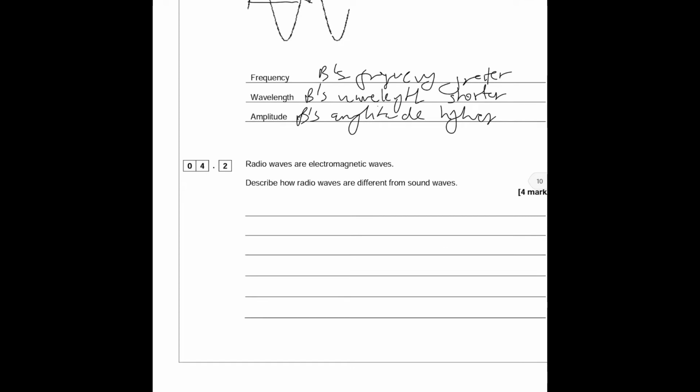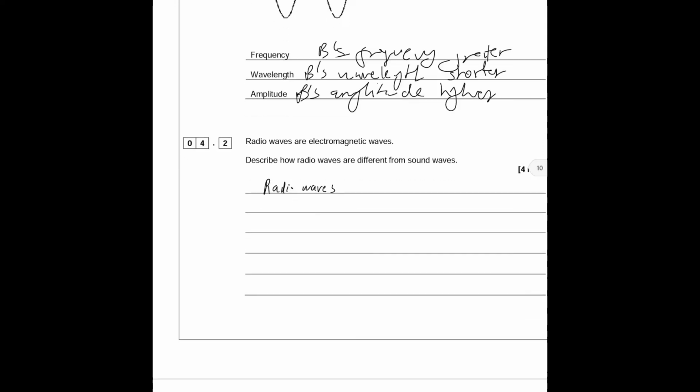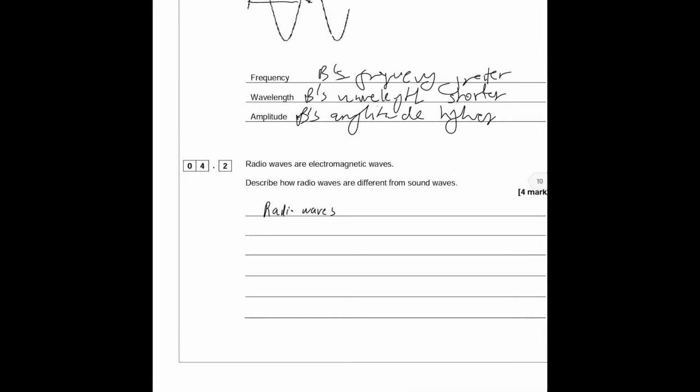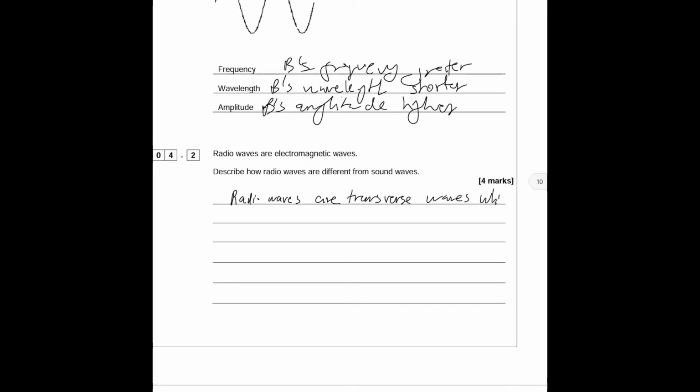Radio waves are electromagnetic waves. Describe how radio waves are different from sound waves. Now you can compare by stating points of sound waves and compare them with radio waves. Okay, so the main thing we can say is that radio waves are transverse waves, while sound waves are longitudinal. So there you go, that's 1 mark. Actually, that's 2 marks because you're stating what radio waves are and stating what sound waves are. So that's already 2 marks given to you.